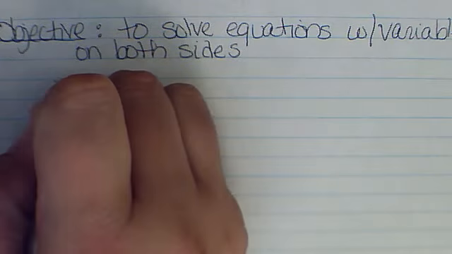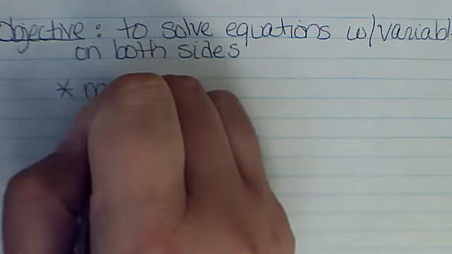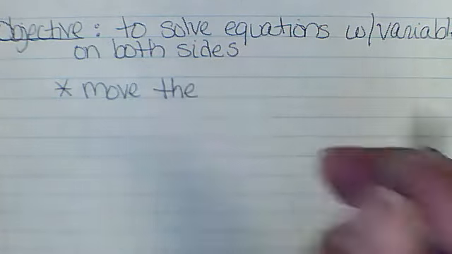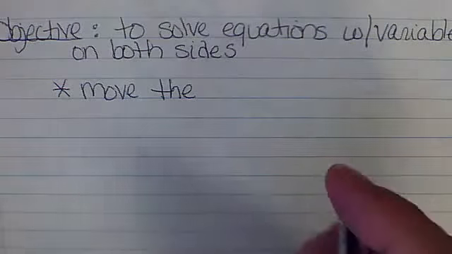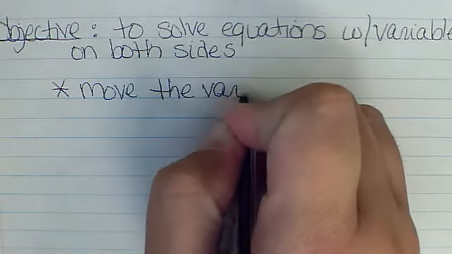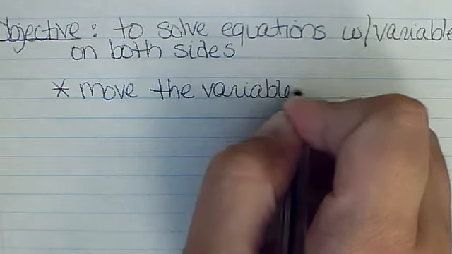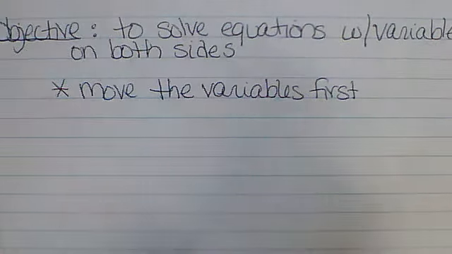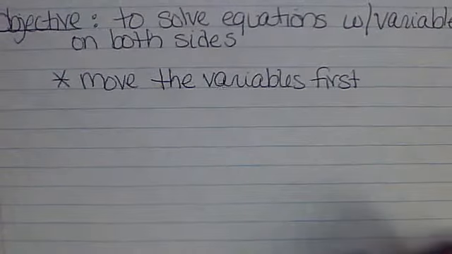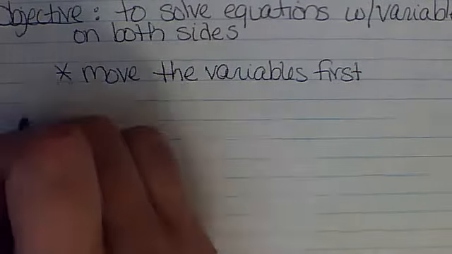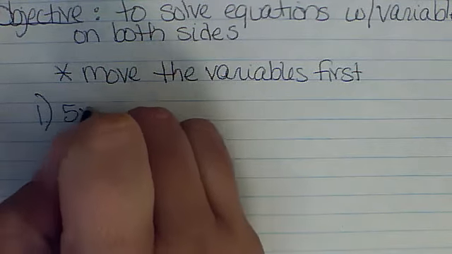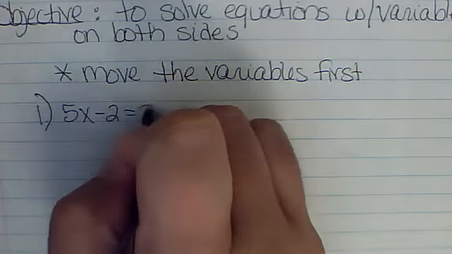Okay, the thing we need to remember to do when we have variables on both sides is to move the variables first. So we have to remember to move our variables first. And we move them by using inverse operations just like we did on the other equations that we've been doing. So problem number 1, 5x minus 2 equals 3x plus 4.